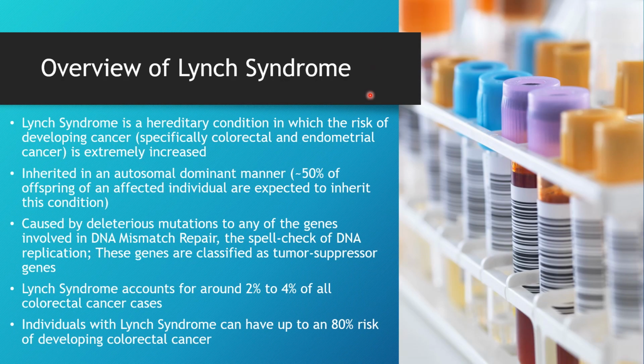Now that we've covered cancer a little bit, let's talk about what Lynch syndrome is. So, Lynch syndrome is a hereditary condition in which the risk of developing cancer, specifically colorectal and endometrial cancer, is extremely increased. It is inherited in an autosomal dominant manner. This means that you only need one mutated copy from either your mother or your father to inherit the condition, and also means 50% of your offspring will have this condition.